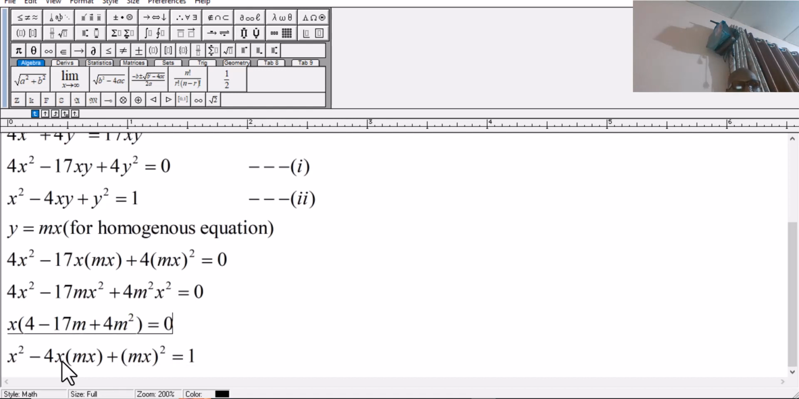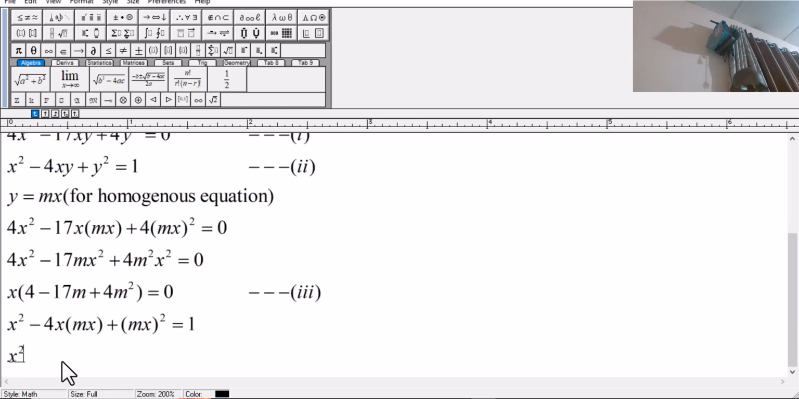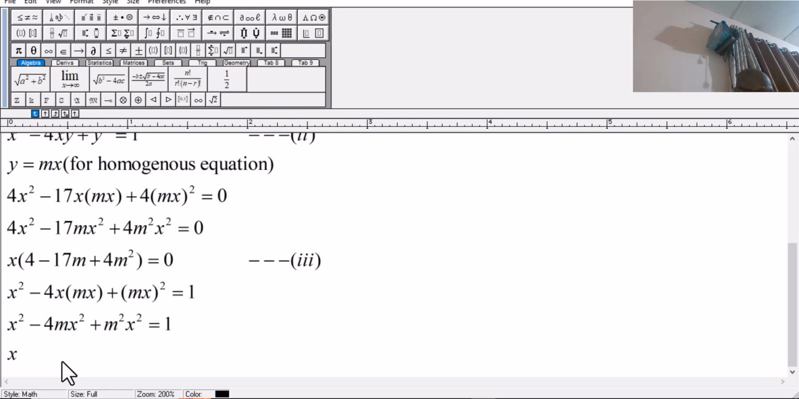So let's call this 3. For the second one, we have x squared minus 4m x squared plus m squared x squared equals 1. So what we have there, x squared is common. x squared times 1 minus 4m plus m squared equals 1. Let's term this 4.